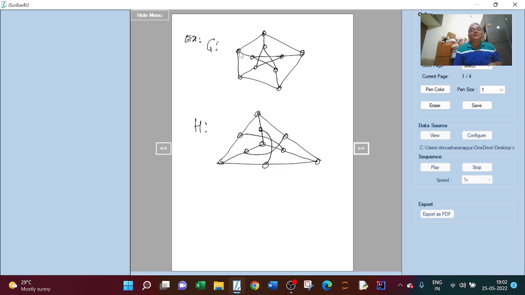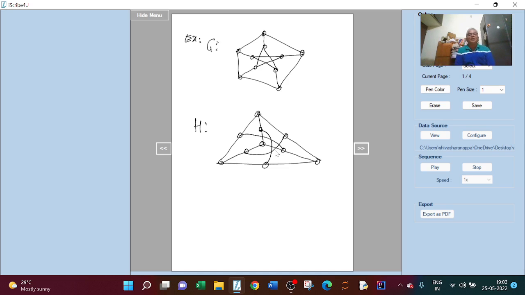Now G consists of 1, 2, 3, 4, 5, 6, 7, 8, 9, 10 vertices. H consists of 1, 2, 3, 4, 5, 6, 7, 8, 9, 10 vertices. Both have the same number of vertices. And degree of each vertex in G is 3. Here also degree of each vertex in H is 3. Right? That means the number of vertices are equal, the number of edges are equal, degrees are the same. That is, both are 3 regular graphs. We have to verify whether G is isomorphic to H or not.